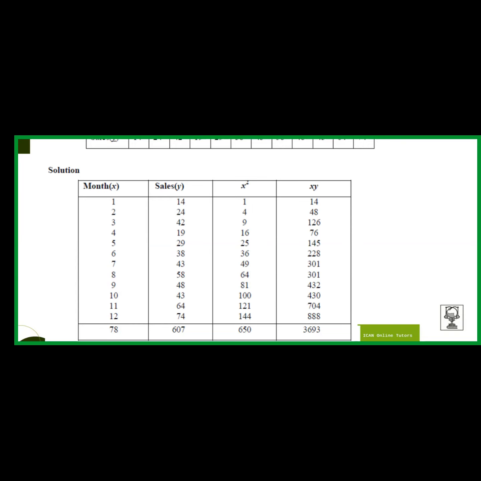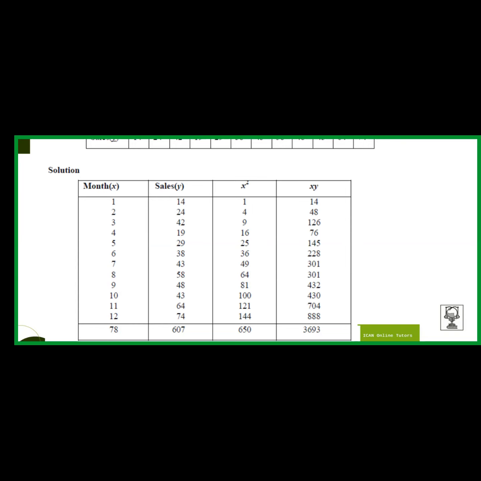So follow me as we do the total together. We made a mistake somewhere. So punch it on your calculator as I'm saying it. 14 plus 48 plus 126 plus 76 plus 145 plus 228 plus 301 plus 464 plus 432 plus 430 plus 704 plus 888. 3,856. Exactly.